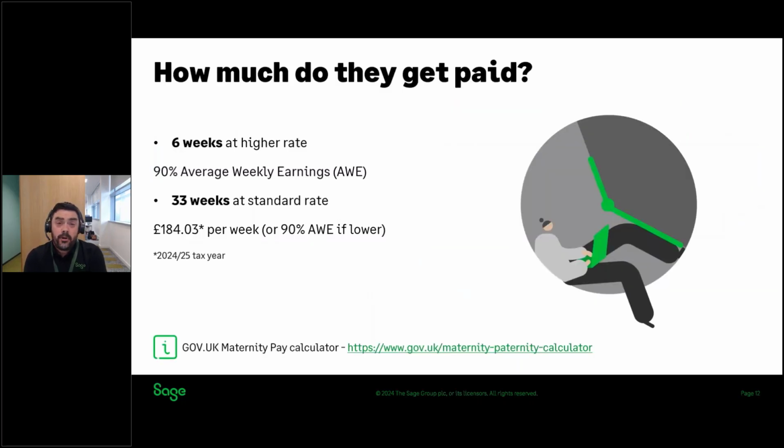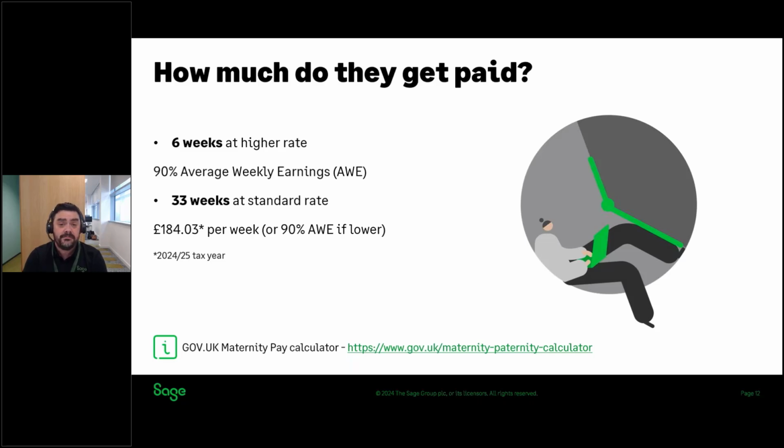So how much will the employee get paid in terms of the statutory maternity pay? Well, as I alluded to, it's at two different rates. For the first 6 weeks of SMP, it is paid at the higher rate, and that rate is 90% of the employee's average weekly earnings, calculated up to the qualifying week. And then for the remainder of the entitlement, because they get up to 39 weeks in total, 33 weeks is paid at the standard rate.